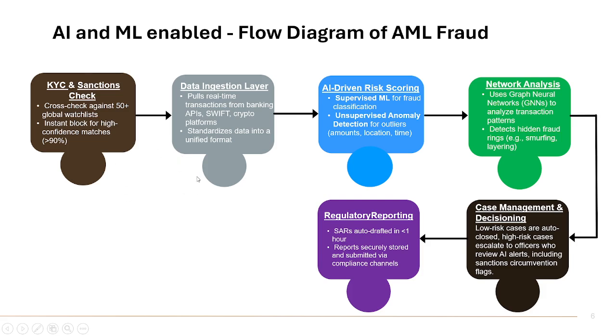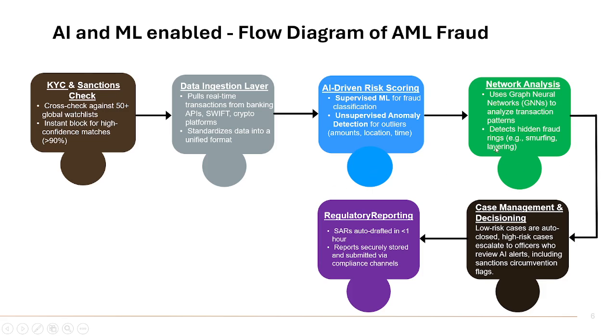The next one is the data ingestion layer. Here, data from banks, SWIFT, and crypto platforms is pulled in real time. It's cleaned and standardized into one format so the system can analyze it smoothly. The next one is AI-driven risk scoring. This system uses machine learning to score transactions.